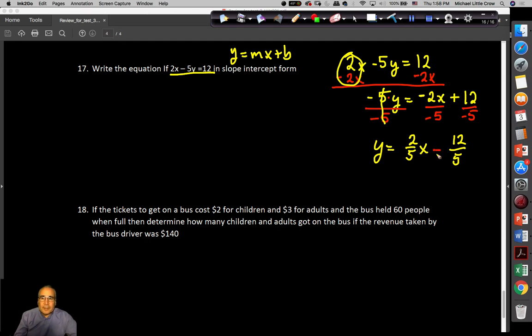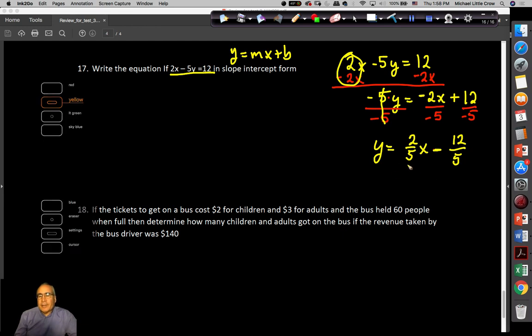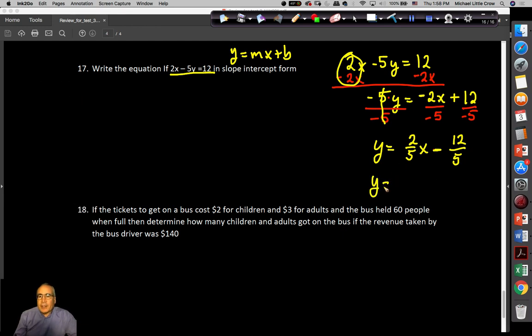Oops. Go with this. Or you could divide them. That just depends on how the answer is written. 2 divided by 5 is 0.4. And 12 divided by 5, if you'll remember, is 2.4, or just use the calculator and you're fine. And that's the question. That's all we had to do.